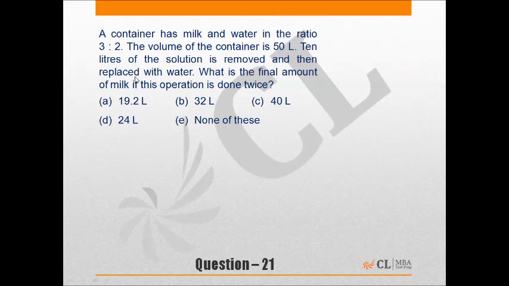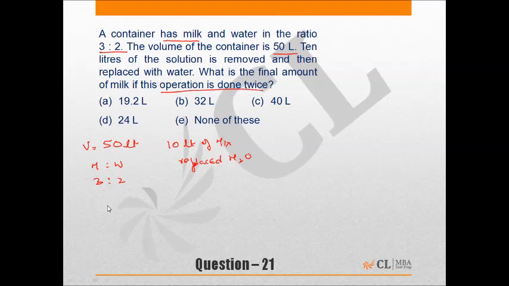Question 21. A container has milk and water in the ratio of 3:2. The volume of the container is 50 liters. It has milk and water in the ratio of 3:2. 10 liters of this solution are removed and replaced with water. What is the final amount of milk if this operation is done twice?